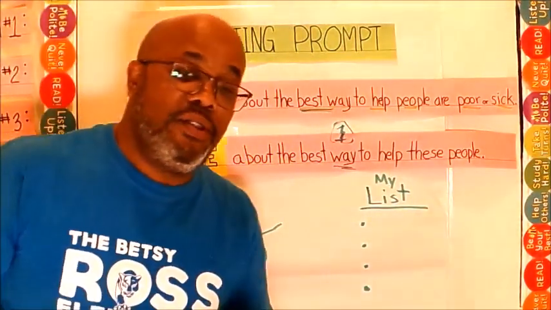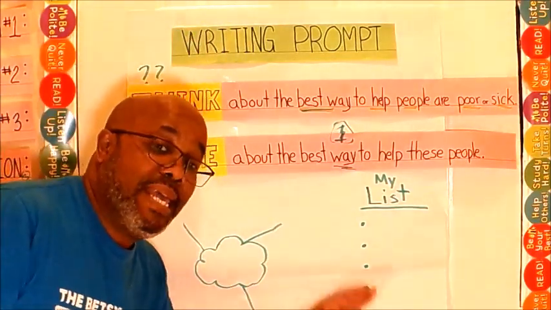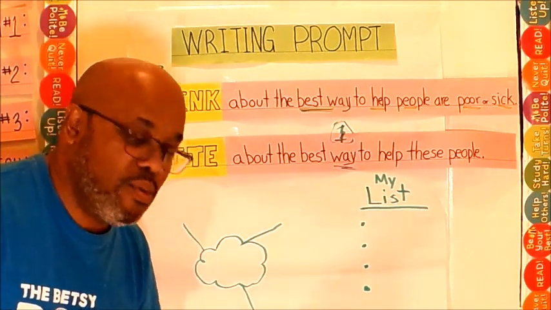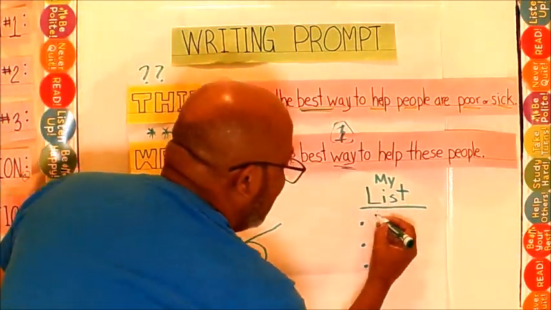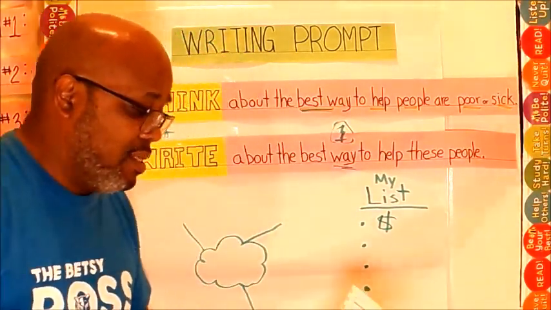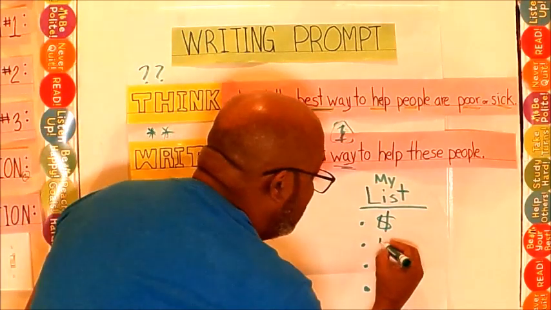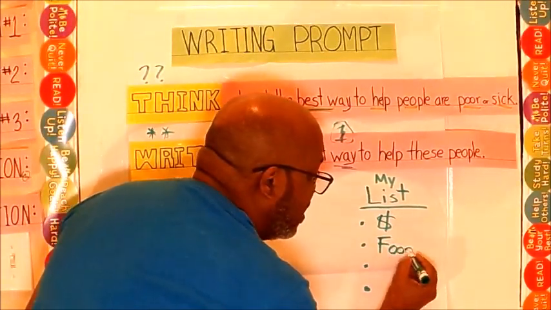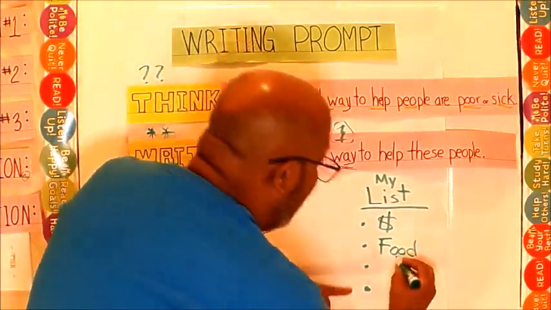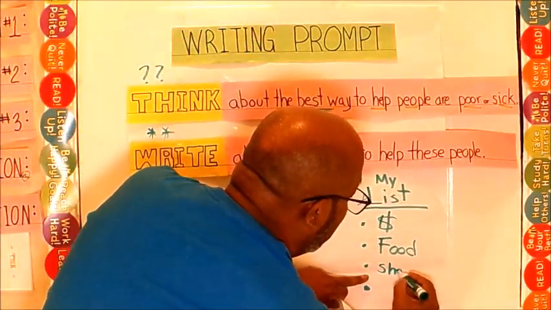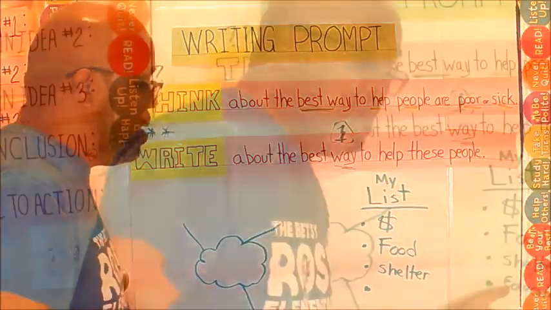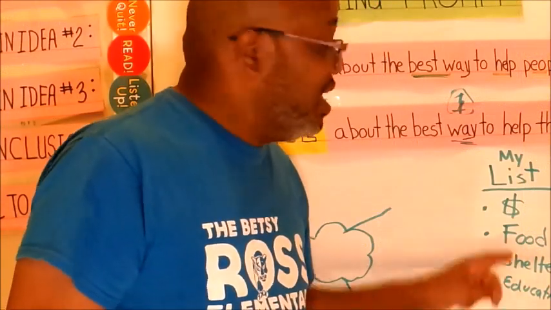So what I would like for you to do this time, guys, is to make a list. What are some things that you could do to help a person who's broke or poor or sick? Hey, let's give them some money. Okay, that helps, right? Next, let's provide some food. Oh yeah. What else can we do? How about provide shelter? They need a place to stay. Next, let's throw in one. Maybe education can help them.